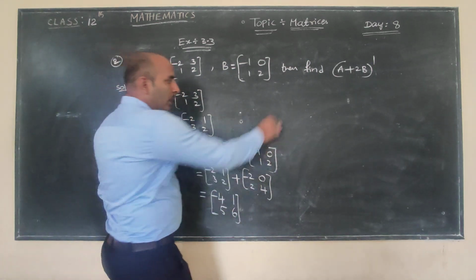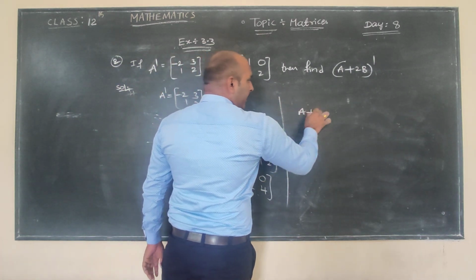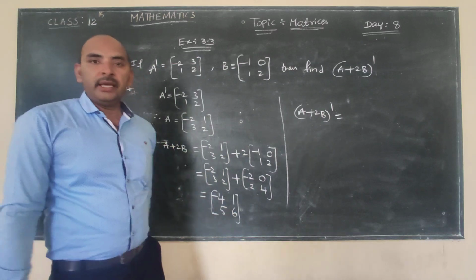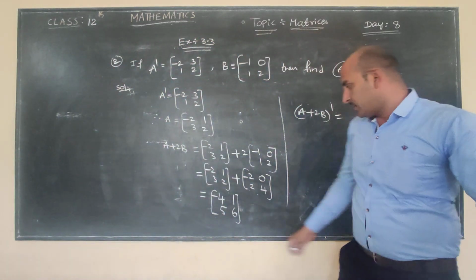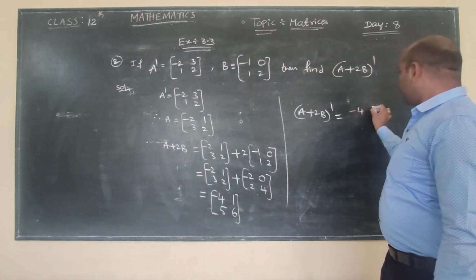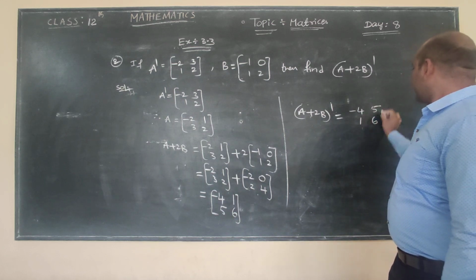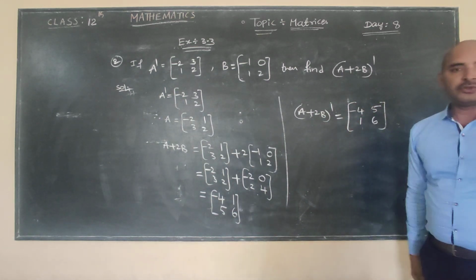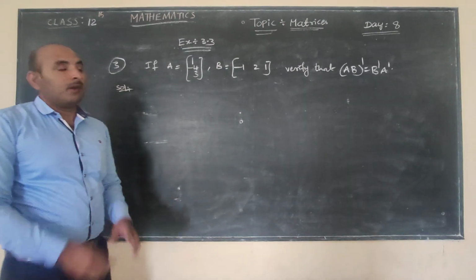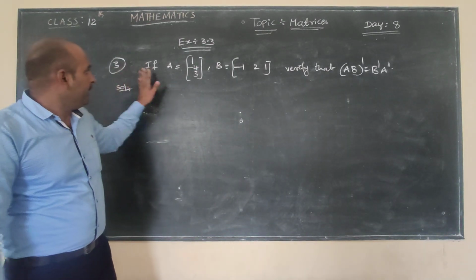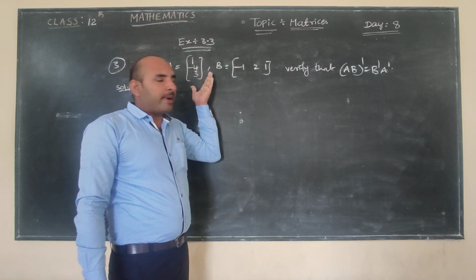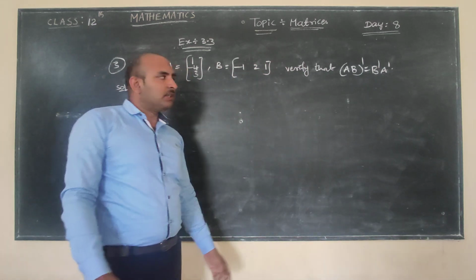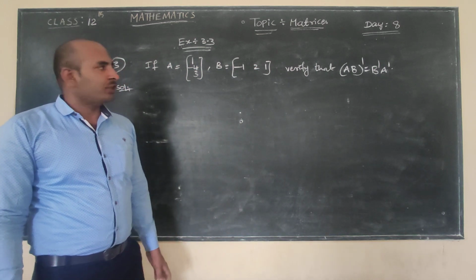I want (A plus 2B) whole transpose. Interchanging the rows and columns, this is the value: minus 4, 5, 1, 6. This is the answer. Now coming to question number 3. If capital A is a column matrix and B is a row matrix, verify that (AB) whole transpose is equal to B transpose into A transpose.